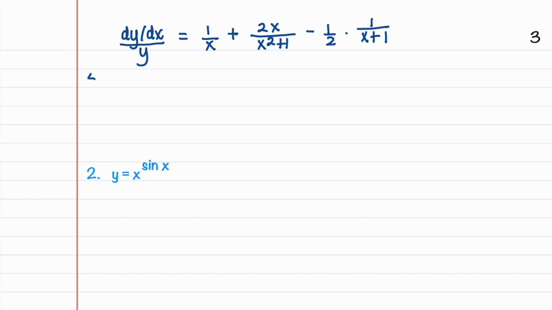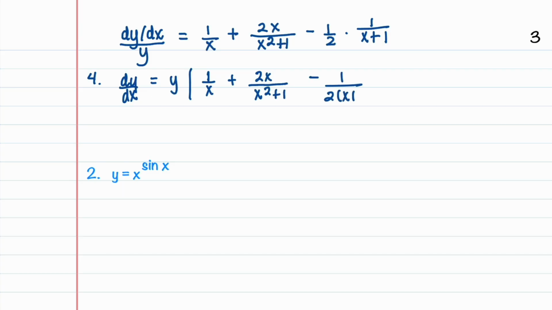Now we're at step 4, where we are going to solve for dy/dx. So we're going to take the y that's sitting in the denominator and take it to the right-hand side. So we have dy/dx is equal to y times (1 over x plus 2x, all divided by x squared plus 1, minus 1 over 2 times (x plus 1)).